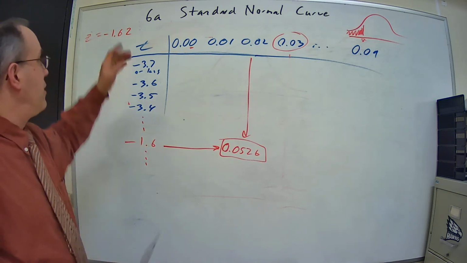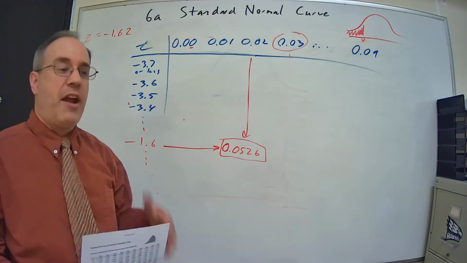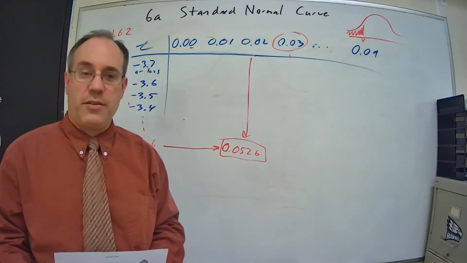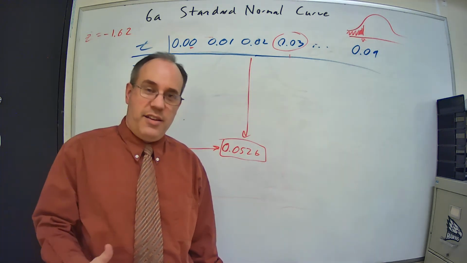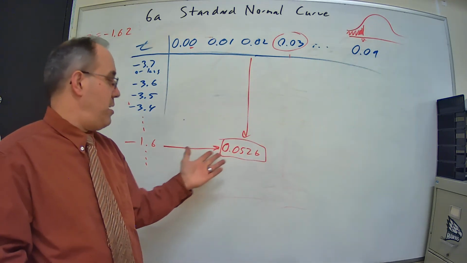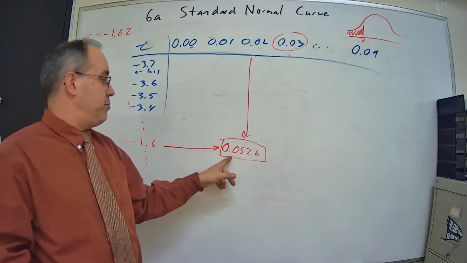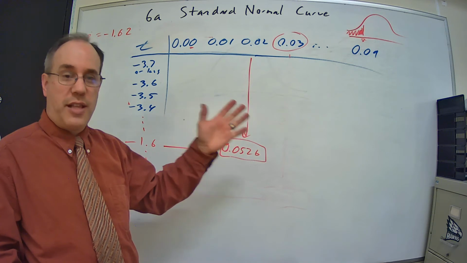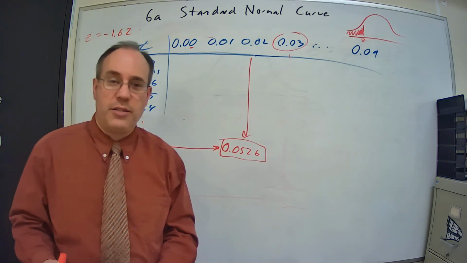So now the area to the left of this z-score is 0.0526, or the probability that I randomly select something that has a z-score less than that is 0.0526. And it doesn't matter what my normal distribution is. Once I normalize it by finding the z-scores and turn it into this, then when I have a z-score of negative 1.62, 0.0526 will be the area to the left of that, or the probability of randomly selecting something less than that will be 0.0526.